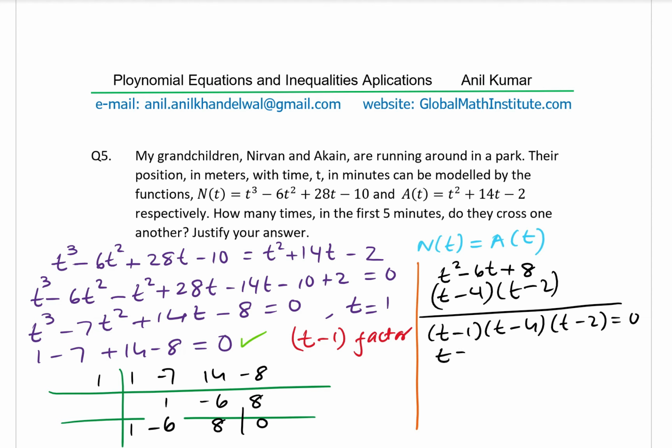That gives us t equals 1, 2, and 4. All these values are less than 5, and so they are relevant answers. Perfect. And we get our solution. Our answer here is, see, the question here is very important to understand. It says how many times in the first 5 minutes do they cross one another? So our answer is 3 times.